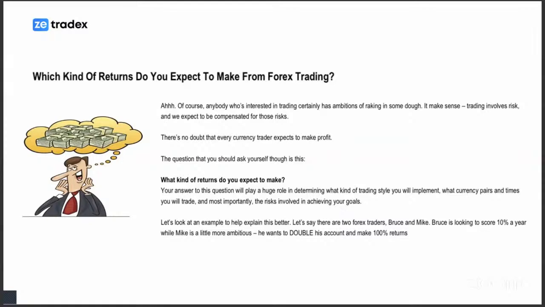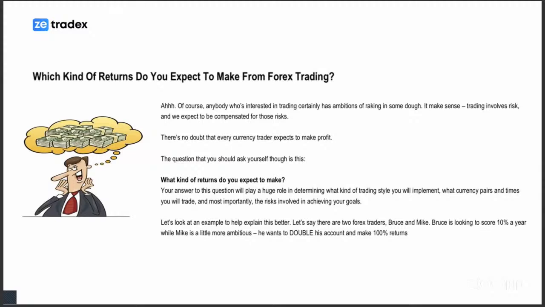The question that you should ask yourself though is this: what kind of returns do you expect to make? Your answer to this question will play a huge role in determining what kind of trading style you will implement, what currency pairs and times you will trade, and most importantly, the risk involved in achieving your goals. So let's look at an example to help explain this better.